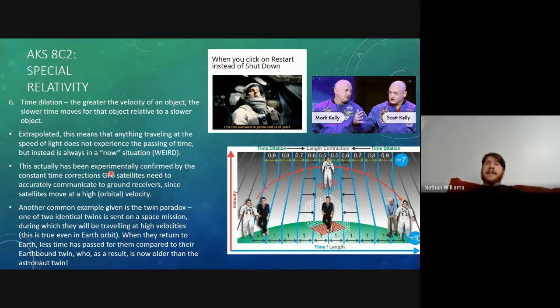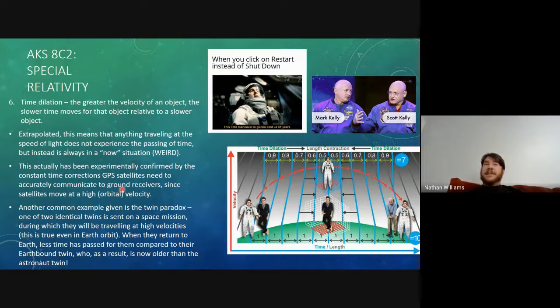And again, that's because those satellites are moving at high velocities, not anything near a significant fraction of the speed of light, but thousands of kilometers per hour, or really tens of thousands. And at those orbital velocities, they're going to experience some of this time dilation.